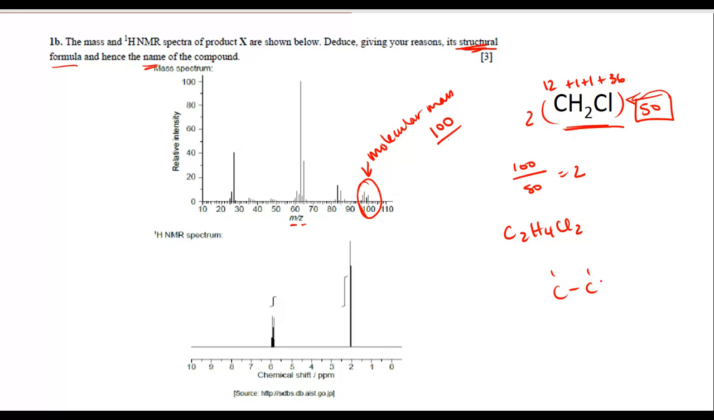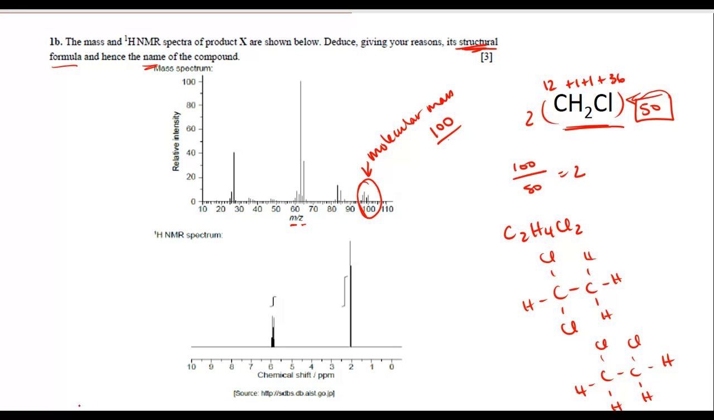We could have C2H4Cl2, where the chlorines were on the same carbon, or we could have C2H4Cl2, where the Cl's were on 2 different carbons. So to figure out which one of these is our actual structural formula, I'm going to take a gander at the nuclear magnetic resonance signals.